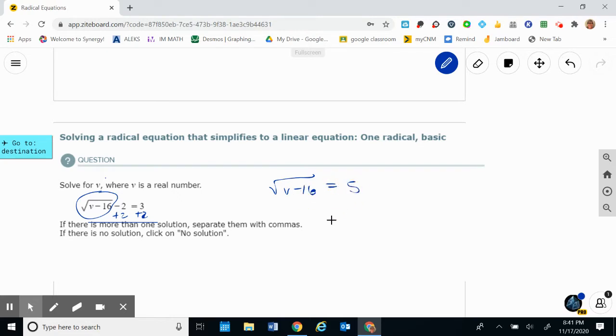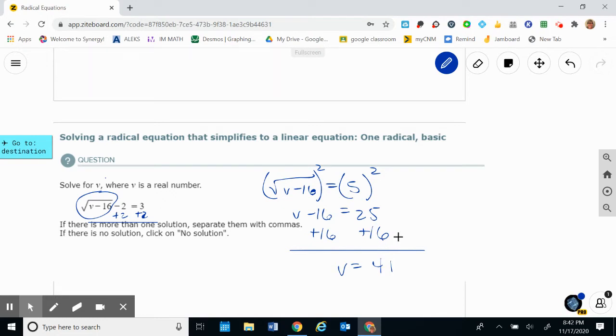So we get equals 5. We want to get the v out, so we need to undo the square root. So we're going to square both sides. And we get v minus 16 equals 25. And now you need to ask, what do I need to get rid of? The negative 16. What's it doing? It's subtracting, right? So this is easy stuff. Add 16, and v is equal to 41.